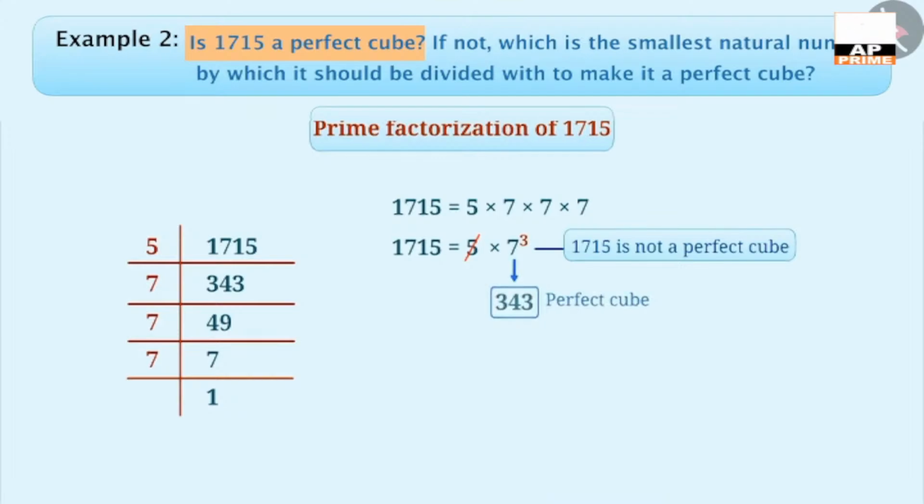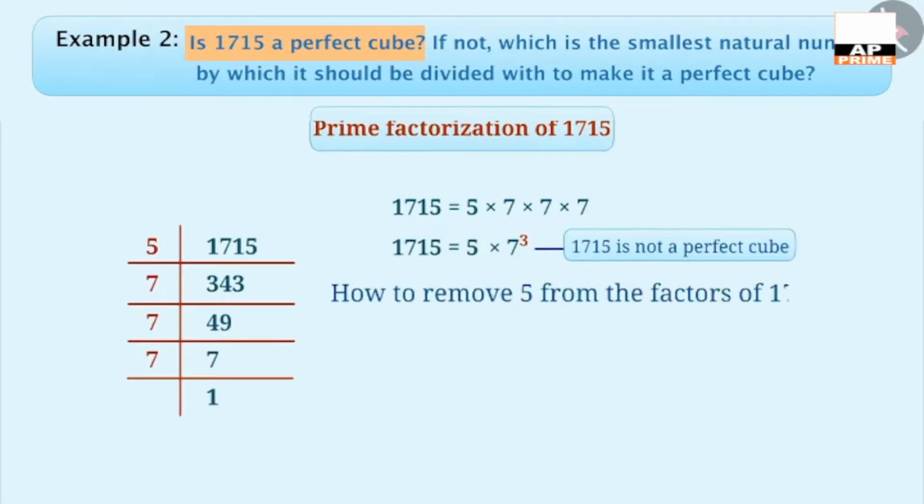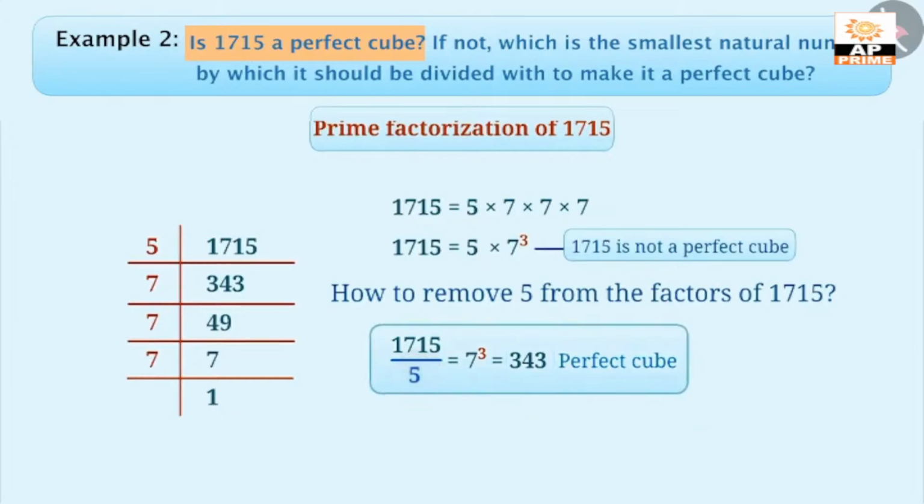Can you find out how we can remove 5 out of the factors of 1715? Think for a while. Let me tell you. We have to divide 1715 by 5 so that we'll get a perfect cube number, 343. In this way, 5 is the smallest natural number which should divide 1715 in order to get a perfect cube number, that is 343.